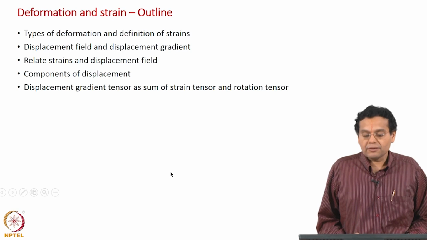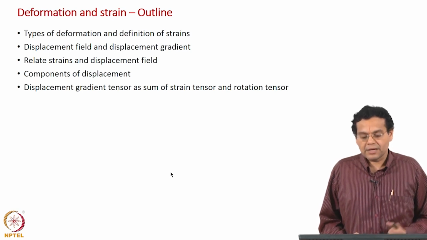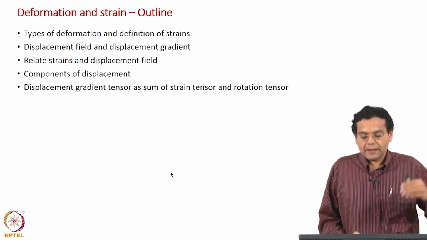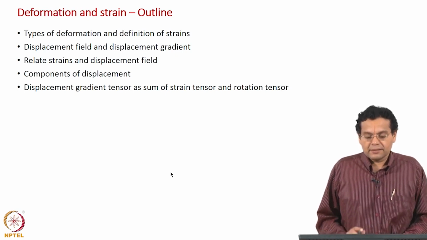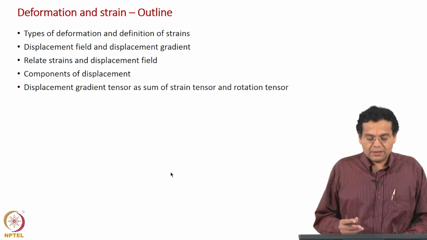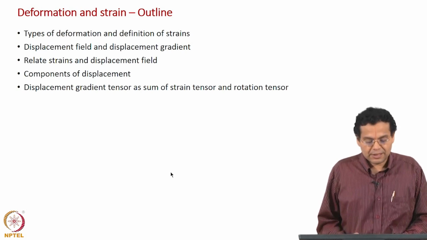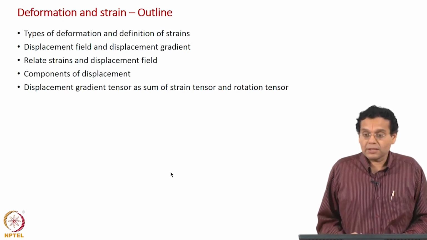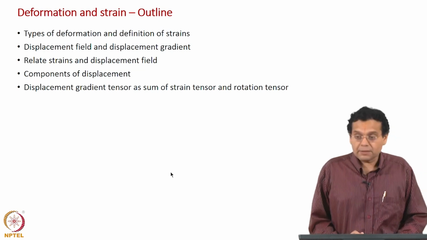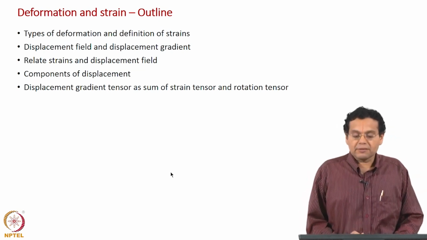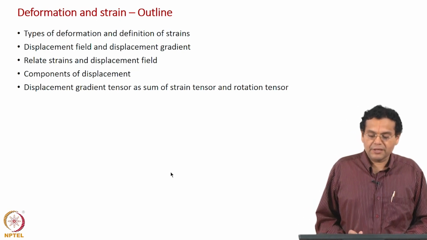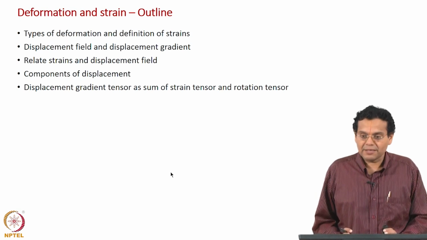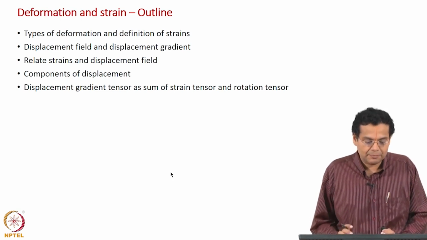Now, what is the outline for deformation and strain? We are in the second diversion to solid mechanics. In that, this outline for the second visit, we will discuss slowly as we go along, bullet by bullet. So, what are the concepts we are going to discuss? We are going to start with types of deformation and definition of strains. There are a lot of terminologies here. I am not going to explain them right now, we will understand as we go along. So, let us just read them.